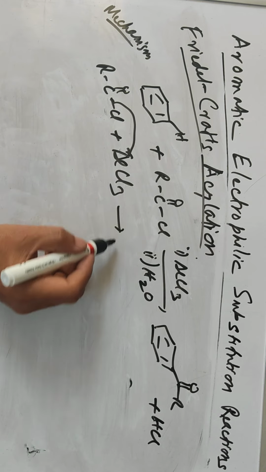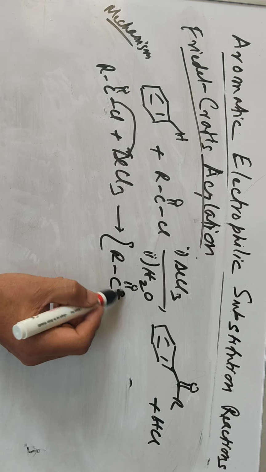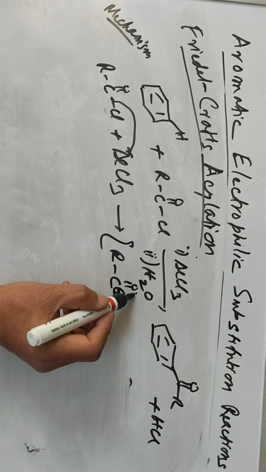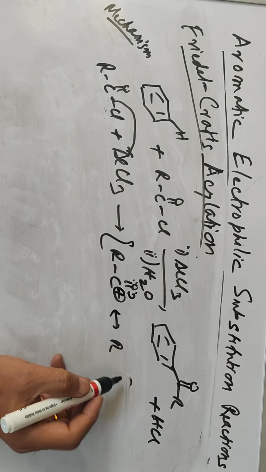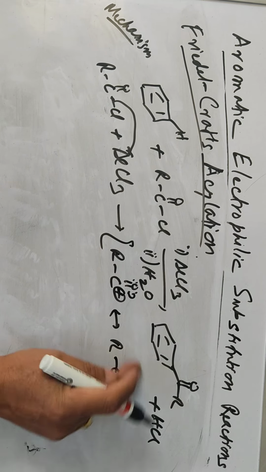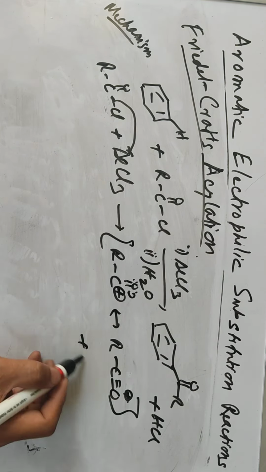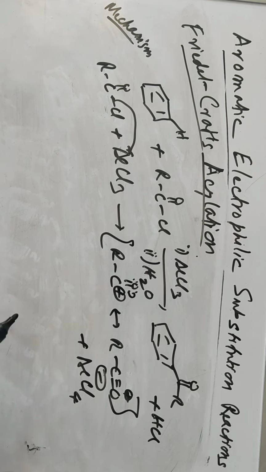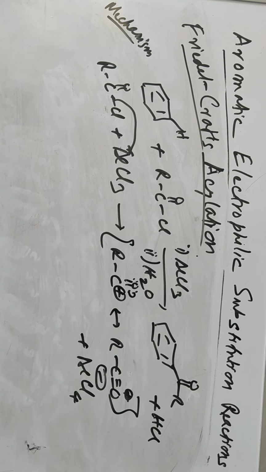So you can have RCO with a positive charge. This can be written as this one, which gives C triple bond O like this, the oxonium ion. So it delocalizes. Then you have AlCl4 with a negative charge. The acyl group is attacked by the benzene ring, then you have this step, and the product will be formed.